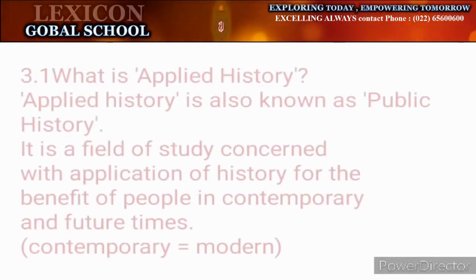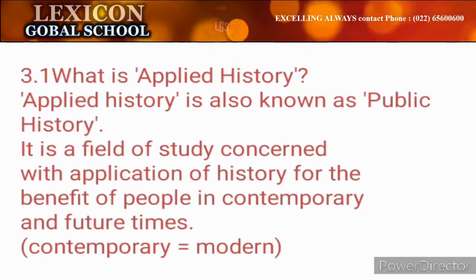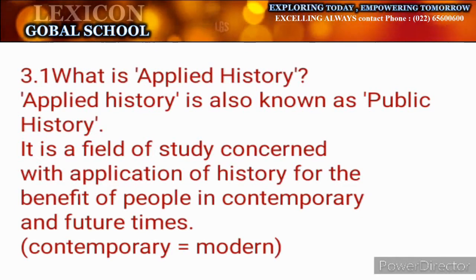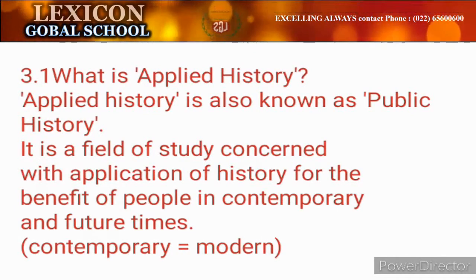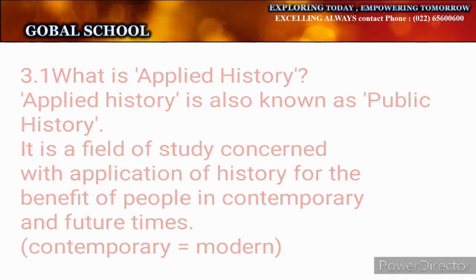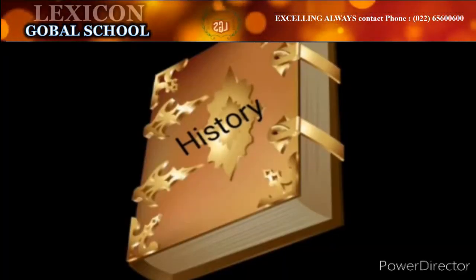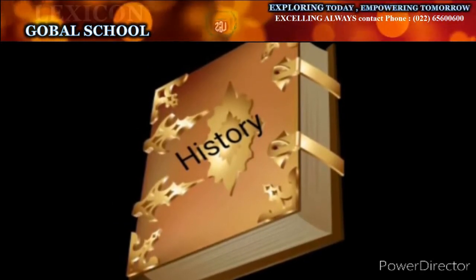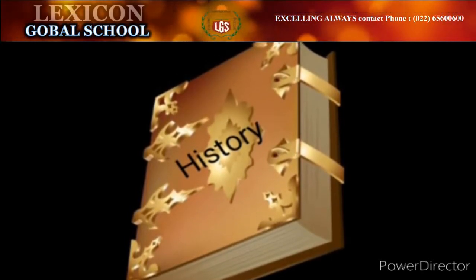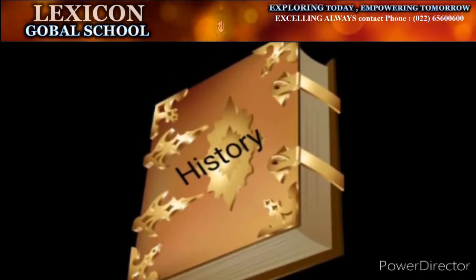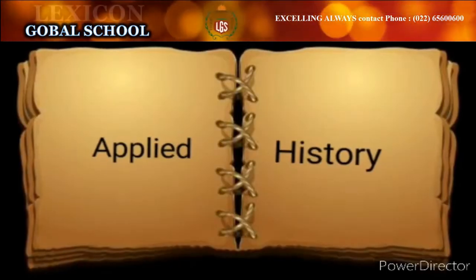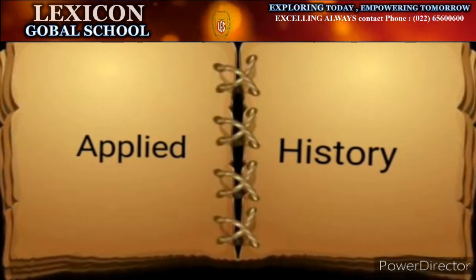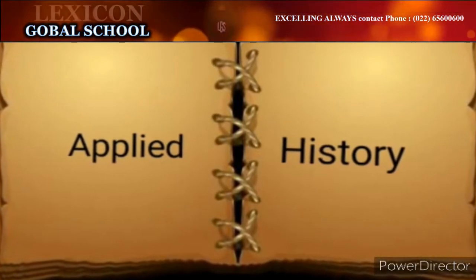What is applied history? Applied history is also known as public history. It is a field of study concerned with the application of history for the benefit of people in contemporary and future times. Here, contemporary means modern. Knowledge of history is useful as it can provide guidance in finding solutions to contemporary social issues and incorporate them in social planning. Basically, knowledge of history is essential for this purpose. In easiest terms, applied history is a branch of history which is studied to find solutions from the past for our modern problems.